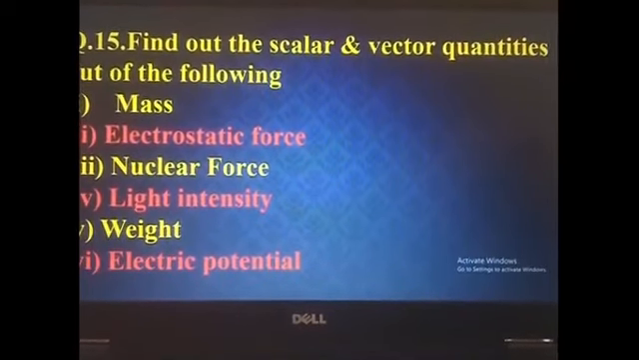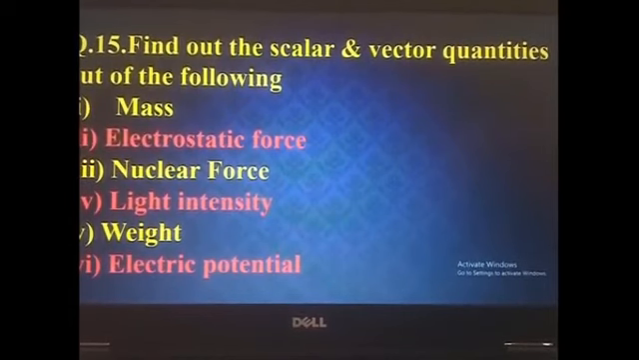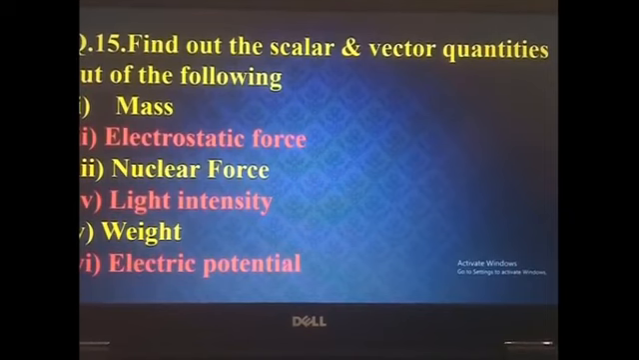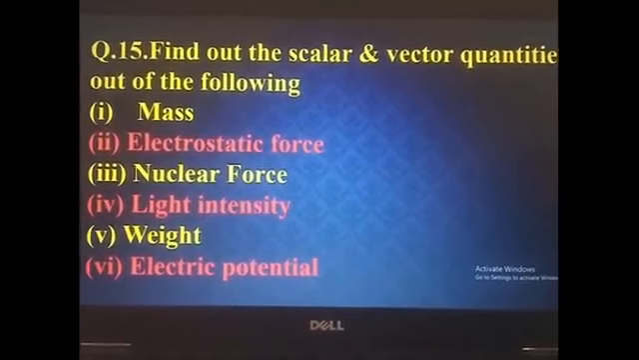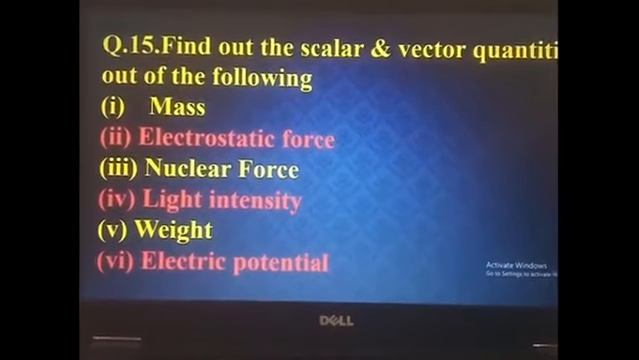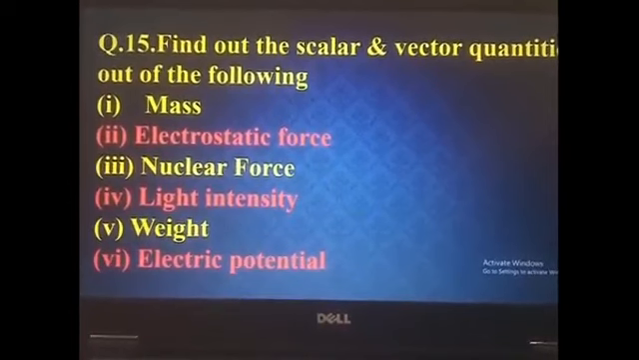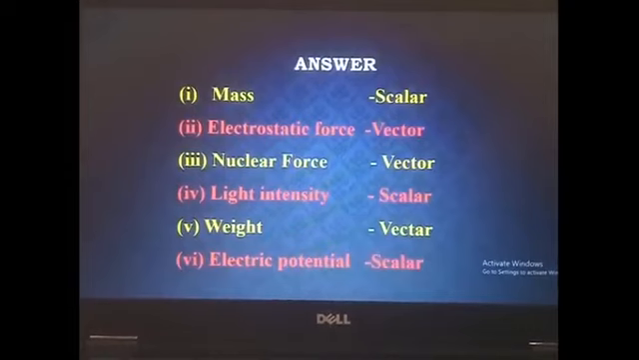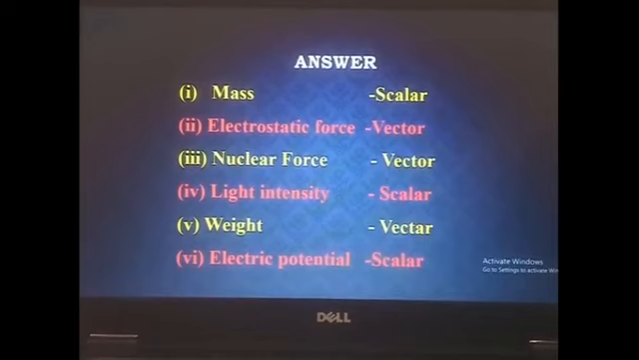Then question number 15 is, find out the scalar and the vector quantities of the following. Out of the following, first is mass, second is electrostatic field, third is nuclear force, fourth light intensity, fifth is weight, and sixth is electrical potential. So let us see the answers. Mass. We know that mass is a scalar quantity because it is having only magnitude and no direction.